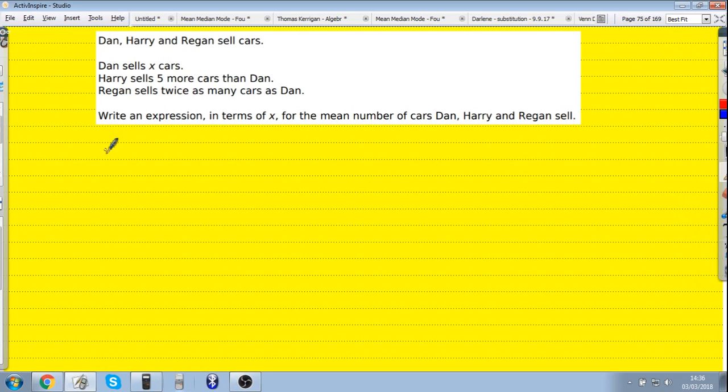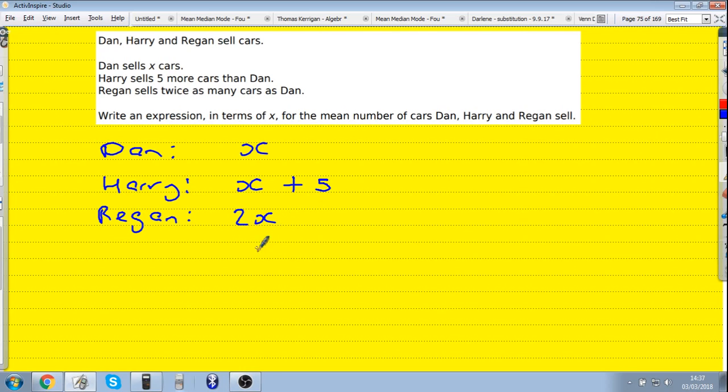Okay, so let's try this one. So this time it's just an expression. Okay, so if Dan is x, would we say Harry is x plus 5? Yeah. And then we would say that Regan is 2x. And then you need an expression for the mean.